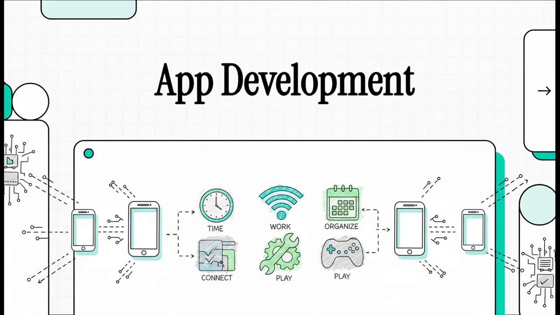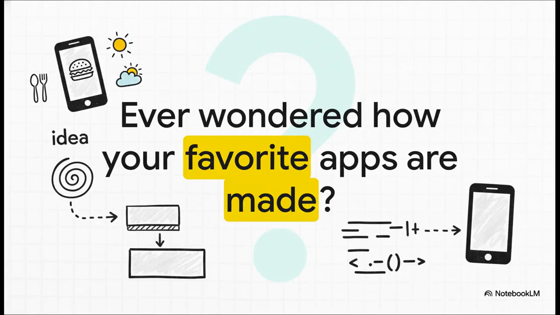things are actually made. No, really, think about it for a second. That little icon you tap to order a pizza or check the weather, that's the end result of an idea, a design, and a whole lot of code. So, how does that little spark of an idea become a real working program in the palm of your hand? All right, let's dive in and find out.